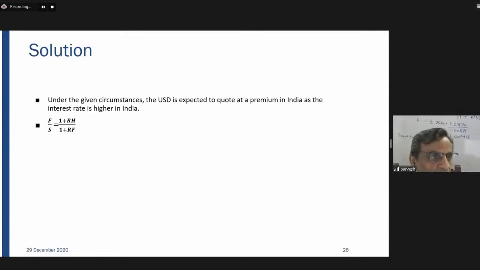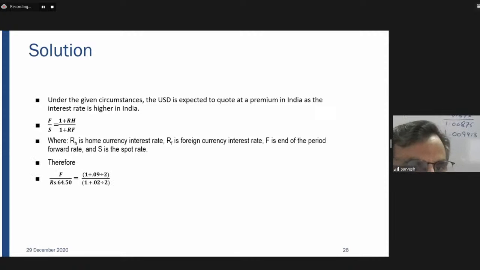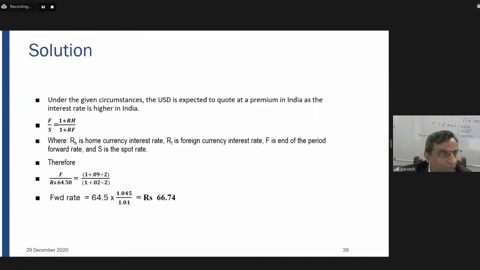Now we will use the formula. India interest rate is 9%, and in America it is 2%. So we will calculate the forward rate. We will take 1.09 divided by 2, since we have to find a 6 months forward rate, if you look at the question. Then we'll do 2% for America, so we'll divide by 2. So the forward rate will be 66.74, which is 64.50 multiplied by 1.045 divided by 1.01. So we want to calculate a 6 month forward rate, which is 66 point.